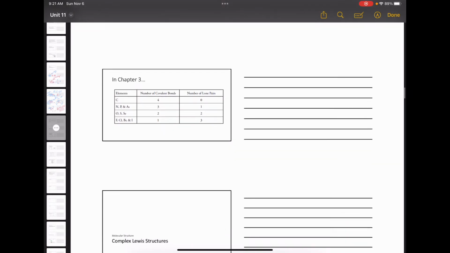This table here is from chapter 3, which is a good refresher for the elements and how many bonds they can form and how many lone pairs they will have. Something like carbon will form 4 covalent bonds, right? We just looked at the CH4. Does it have any lone pairs? No, it does not. So it has 0 lone pairs of electrons.